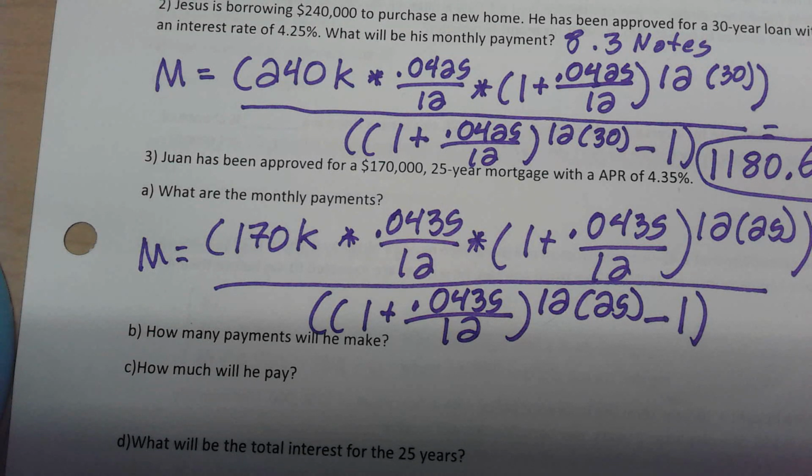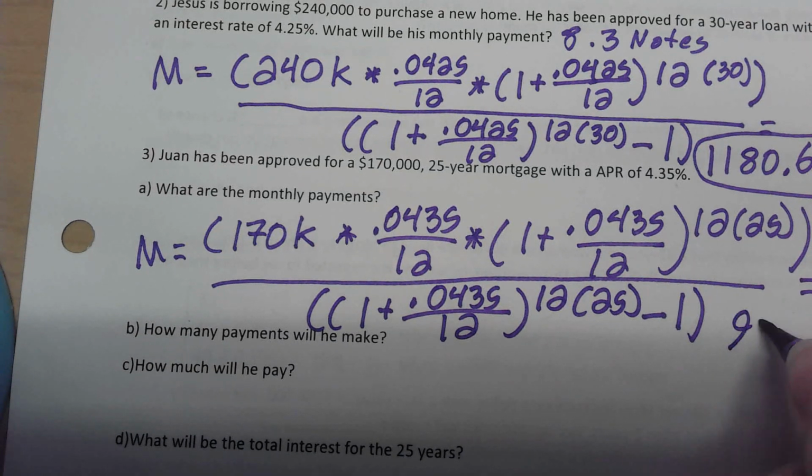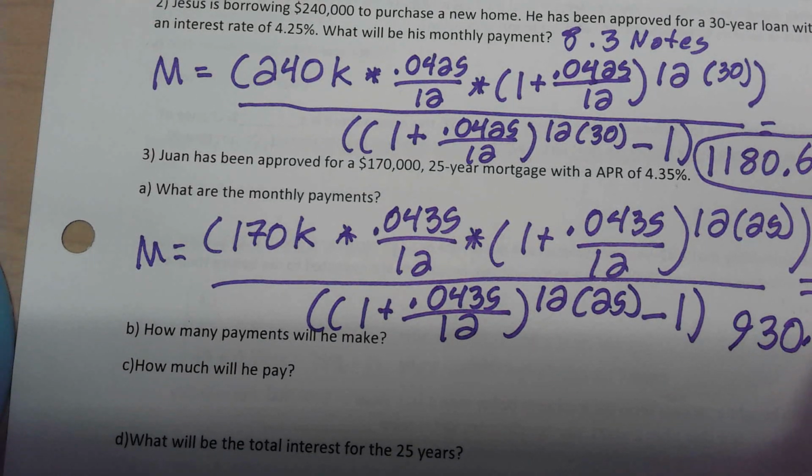Be careful when you're entering this in. I used enter so that I could just copy it, but then you have to go and change everything. So I got $930, and we would round it to 50 cents.